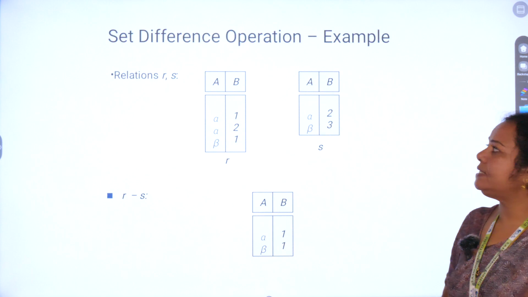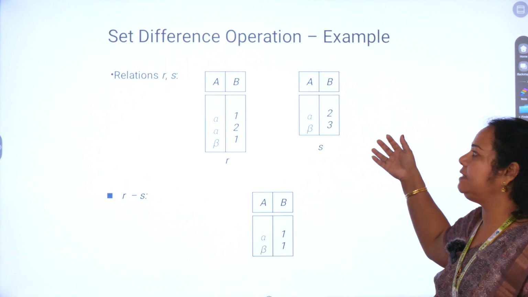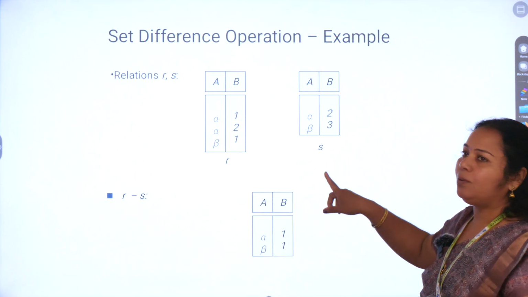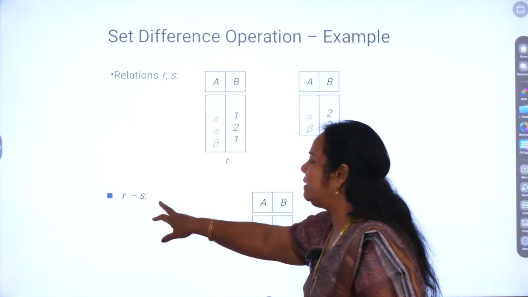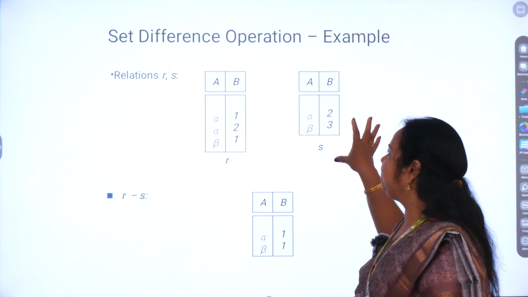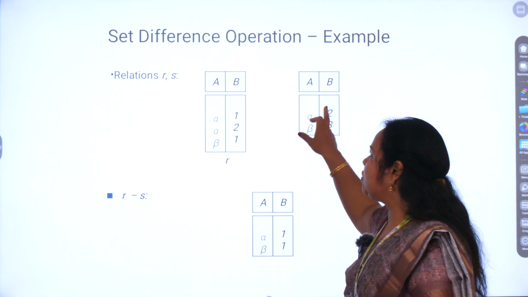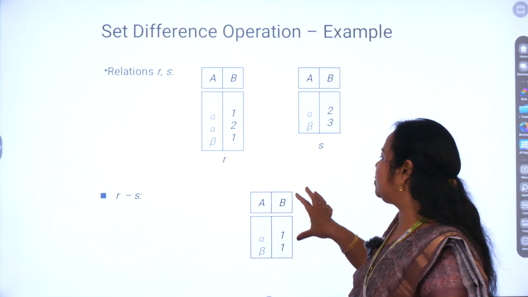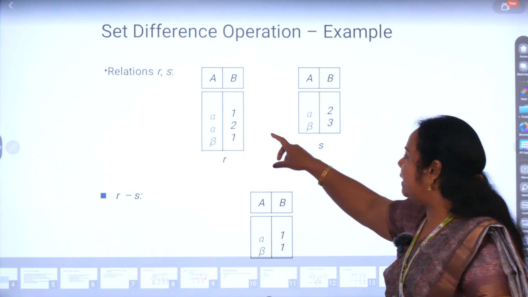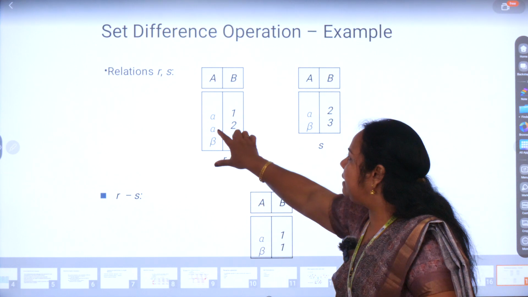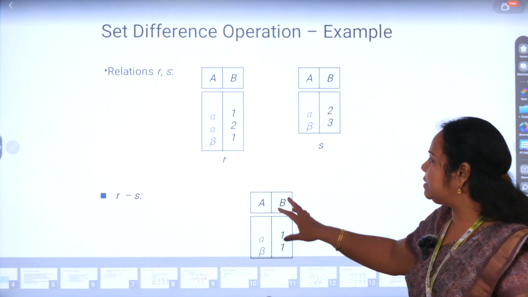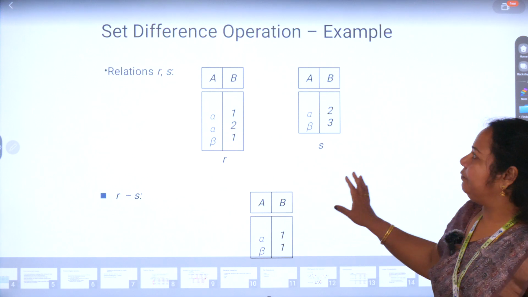The third one is set difference. I will give a small example for this set difference. This is a relation R and this is a relation S. I am going to subtract S from R, that is R minus S. The condition is you have to write the elements of R which are not in S. So here A1, A2, B1, and here A2, B3. You write all the elements of R, and those elements should not be contained in S. But here we have A2, which is in S, so don't write that element. Our answer is only A1 and B1. This is the set difference.